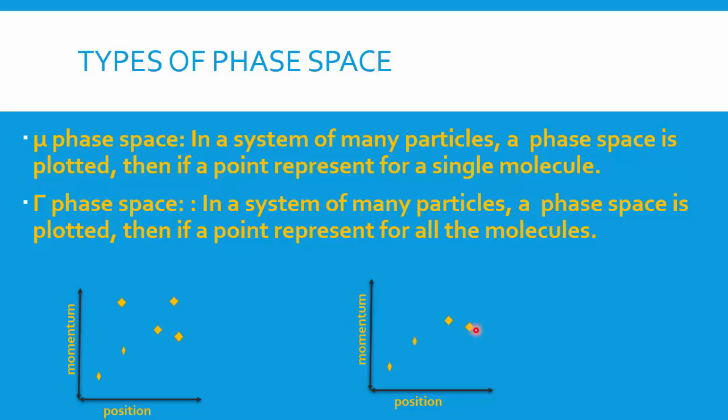So for all the molecules, if you consider the mean or average value, for a given time you have a value of x and px. So this point means, for a given time, the average or mean value of all the particles present in the system. The second point is for another time, but this point gives you information about position and momentum for all the molecules present in the container. So that is called the gamma phase space.